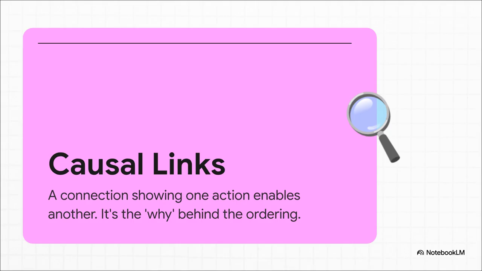Next up, we've got causal links. These are basically the glue that holds the plan together. A causal link is just a connection that says, hey, we're doing action A specifically because it sets up the thing we need for action B. For instance, the action get a plate makes it possible to do the action put food on the plate. That's a causal link. It's the why behind the order.